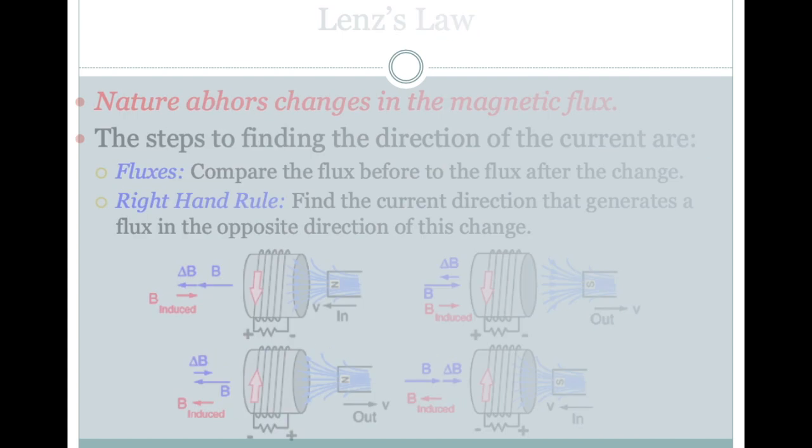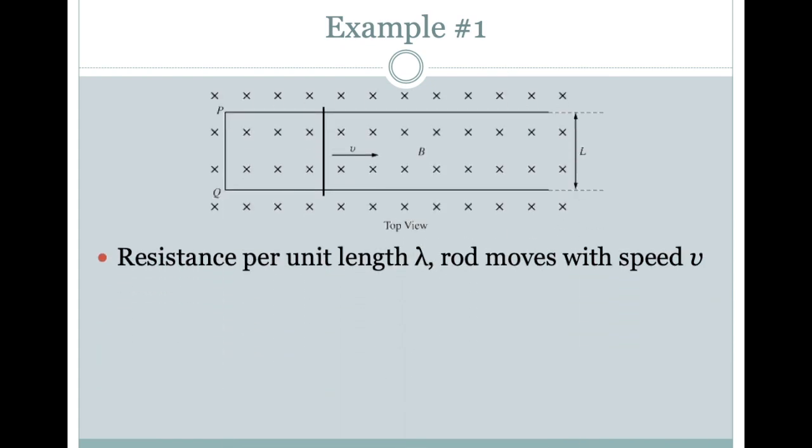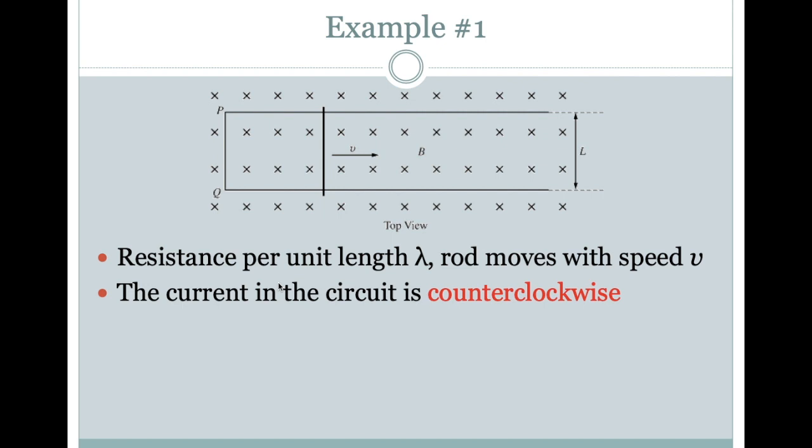Let us examine this in terms of more concrete examples. First, we consider this setup, in which you have a bent wire, shown here in thin black, with points P and Q and a distance L between the ends, and a metal bar that is put over here, moving at a speed V, and a magnetic field going into the page. The resistance per unit length within this wire is lambda. The current in the circuit is moving counterclockwise.